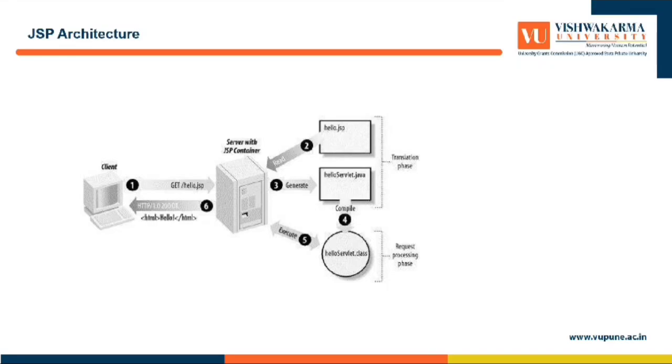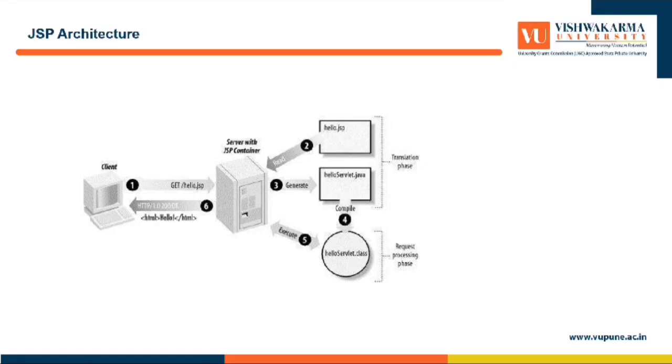The JSP architecture consists of mainly two sides. First is the client side and second is the server side. First, your browser sends an HTTP request to the web server. Then the server forwards this request to the JSP engine.